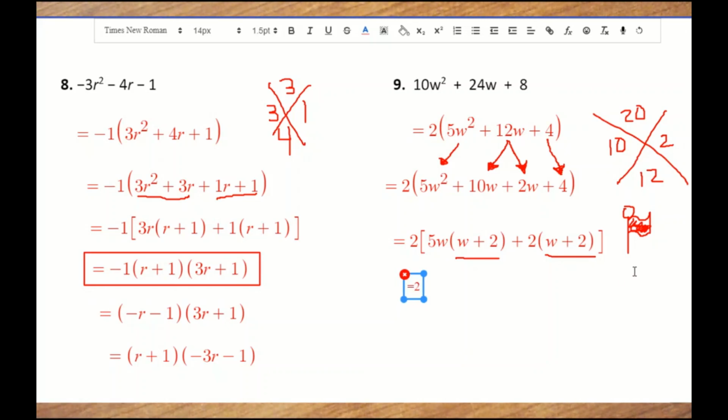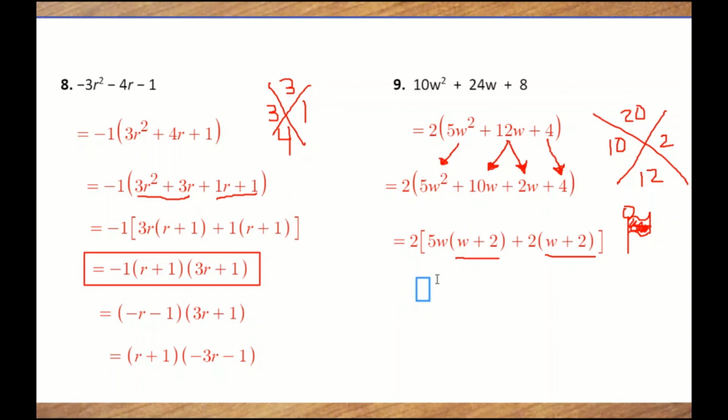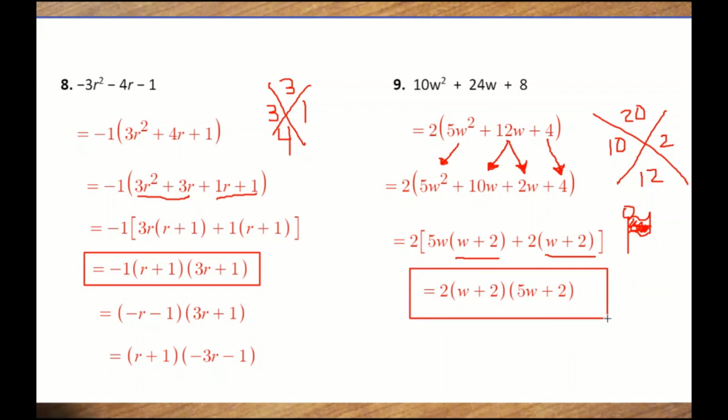So we got 2 times, let me use the equation function, it just looks a lot nicer when you do that. 2 times w plus 2 times 5w plus 2. Those are going to be our factors. And that's pretty much it for today.